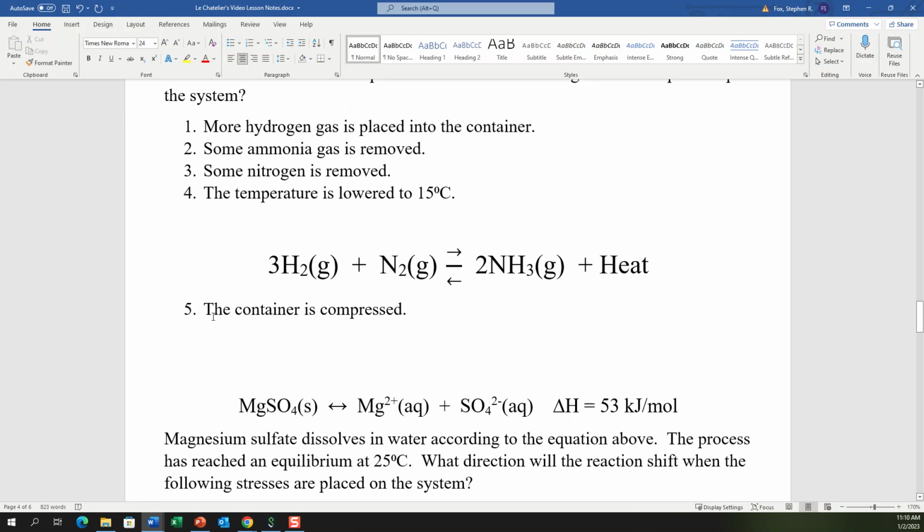All right, how about number 5? The container is compressed. Okay, so that means we made the volume smaller. That's going to increase the pressure. If I increase the pressure, the reaction is going to try to decrease the pressure. In that case, it's going to shift towards the right because there's only 2 gas particles here versus 4 gas particles here. So me decreasing the volume, I know that that increased the pressure. For this reaction, it's going to shift towards the right because there's less gas particles on this side of the equation. That's going to bring the pressure back down. Okay.